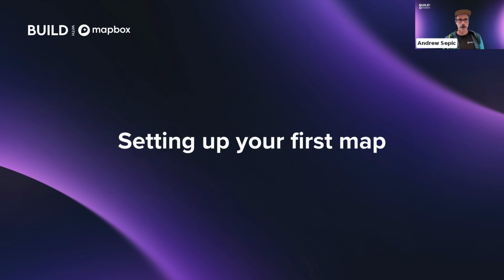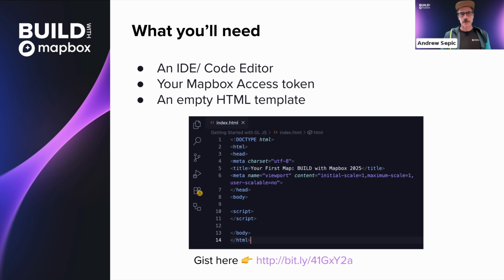So how do we get going? Let's get started with the things you'll need. We will need an IDE or a code editor. We'll need our Mapbox access token, which you'll get from your Mapbox account. To use Mapbox services, you need to use an access token, and you can set up an account for free. Once you open that account, you can get your access token, and we're going to use that today.